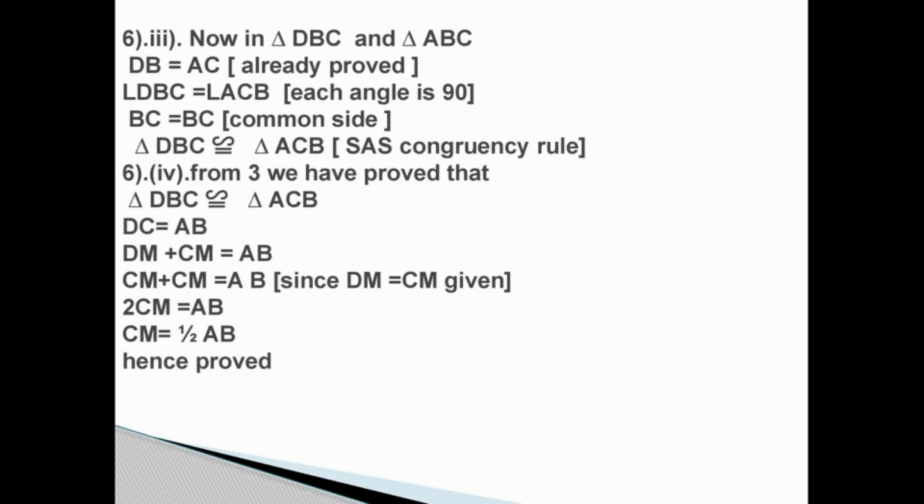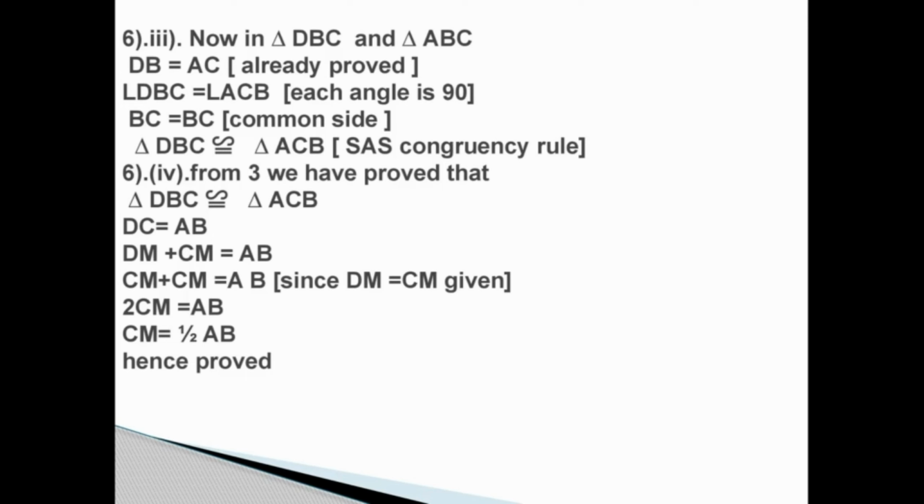Next, now in triangle DBC and triangle ACB, DB is equal to AC, we have already proved. Also, angle DBC is equal to angle ACB. Each angle is equal to 90, which we have shown. BC is equal to BC, common side. Therefore, triangle DBC is congruent to triangle ACB by SAS congruency rule. Next, last and final part of this problem.